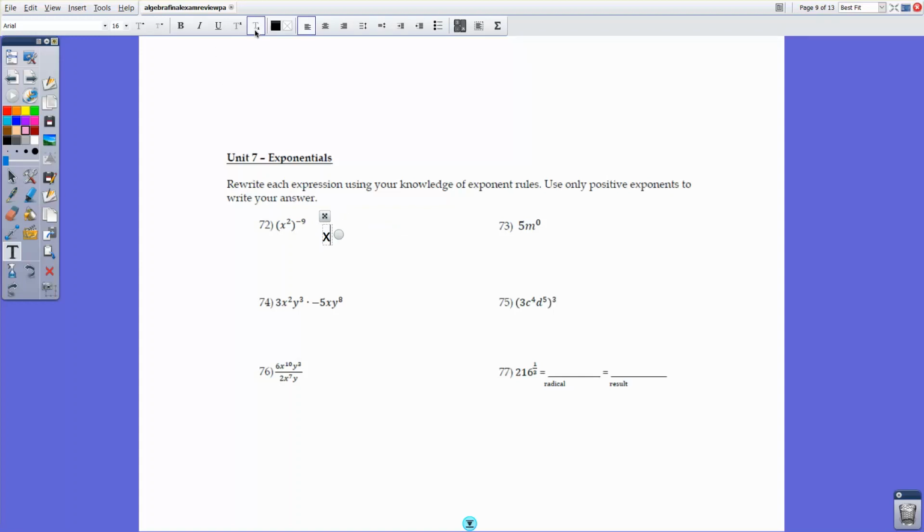I wrote superscript by accident. Whoops. Negative 18. So of course, you would rewrite this using negative exponent rules. It would be 1 over x to the 18th. Okay? I hope you don't mind that I wrote a horizontal fraction.